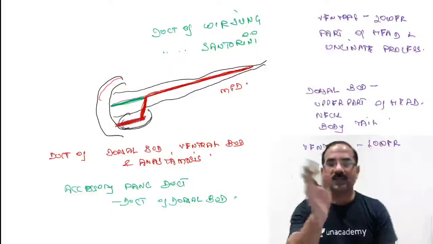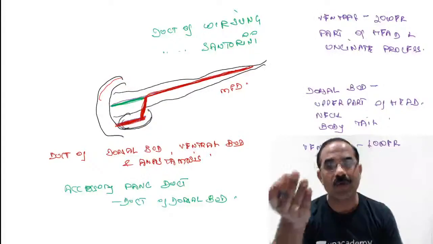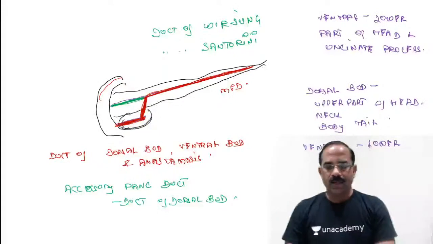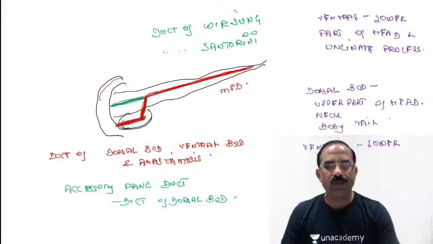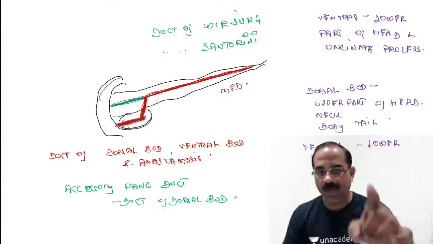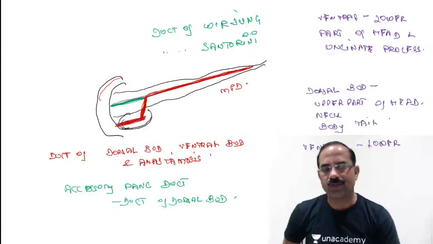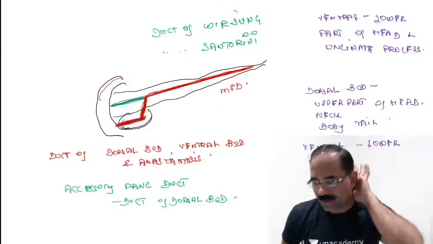So annular pancreas occurs due to defective migration of ventral pancreatic bud.